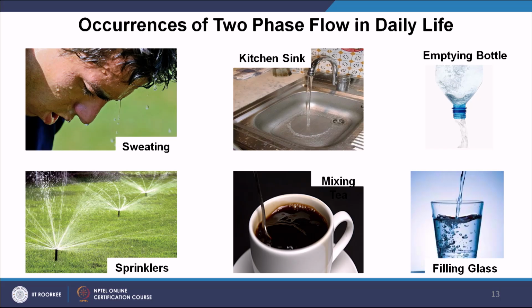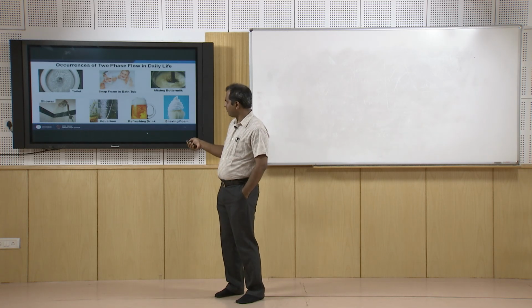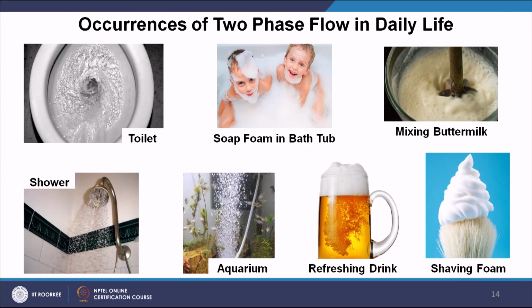Also we have another example: when you pour water into a glass, lots of bubbles are entrapped. So this is also an example of two-phase flow. Some other examples in your daily life: in your toilet sink, whenever you are taking a bath, in the soap foam, when you are drinking buttermilk, whenever buttermilk is stirred for mixing, two-phase flow is generated, lots of bubbles. In the shower and aquarium pump, lots of bubbles are generated, very classy looking things.